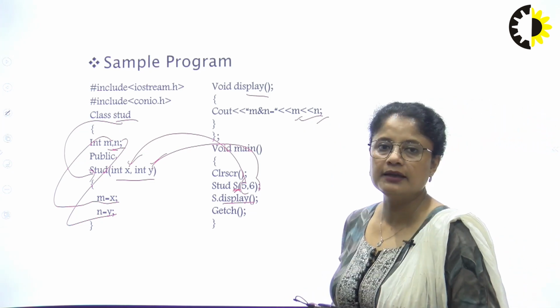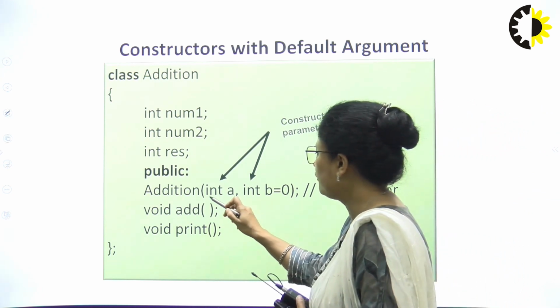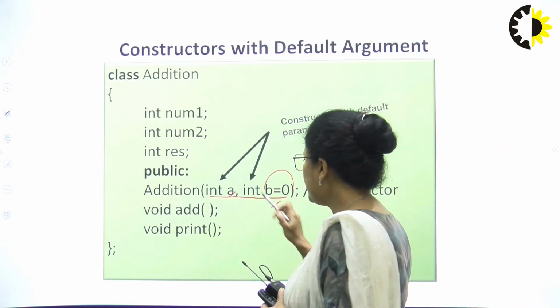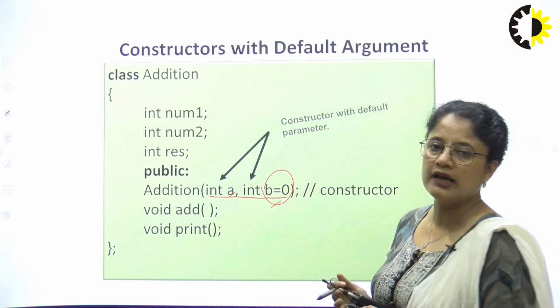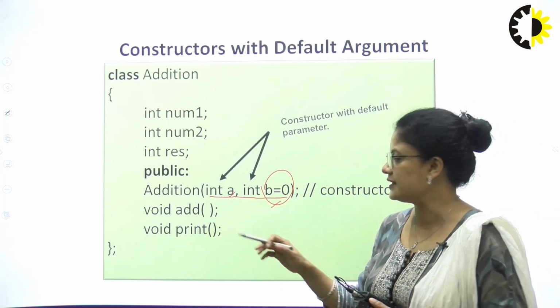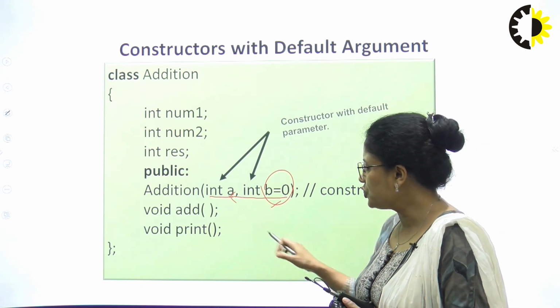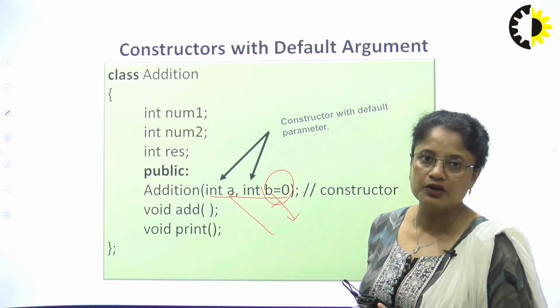will be automatically printed. This is an example of a constructor with default arguments. If you see a and b here, for b we are setting the default value to 0, and a is a variable which we can initialize. What does it mean? Constructor with default arguments means we need to pass two arguments a and b when you are calling this constructor, or when you are creating an object of this class.